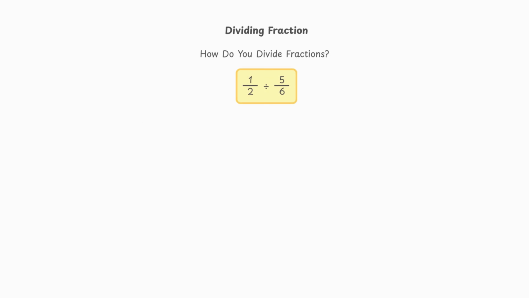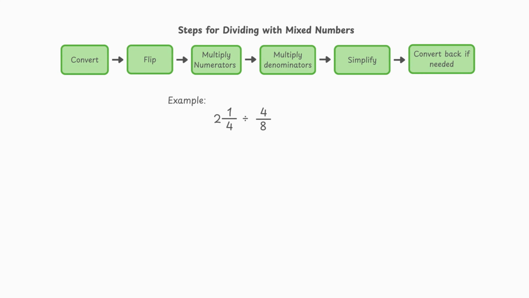When dividing fractions, we flip the second fraction and change division into multiplication. This rule never changes. If a mixed number appears, we use these steps. First, convert the mixed numbers into improper fractions. For example, 2 1/4 becomes 9/4. Next, flip the second fraction. This means we change the division to multiplication and flip the second fraction upside down.